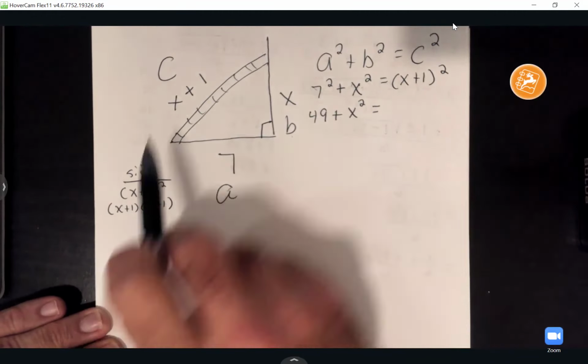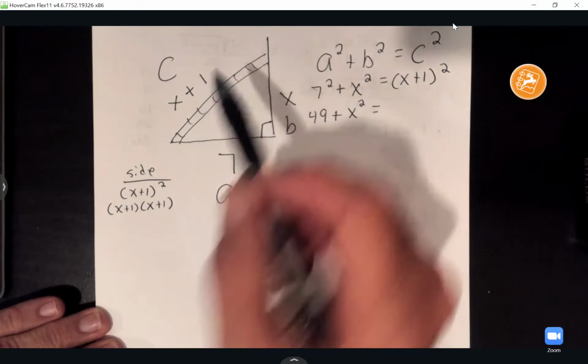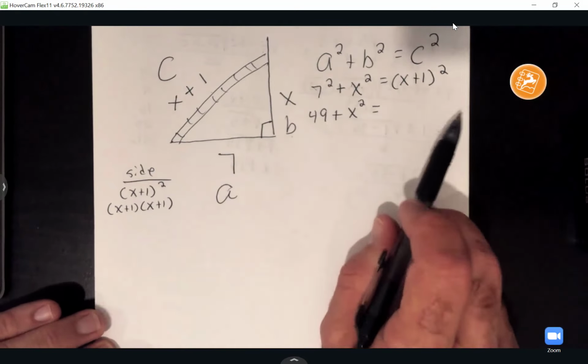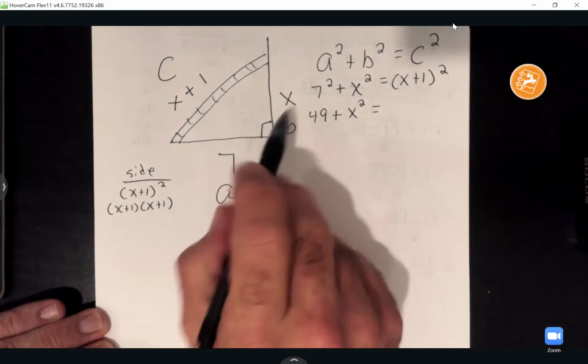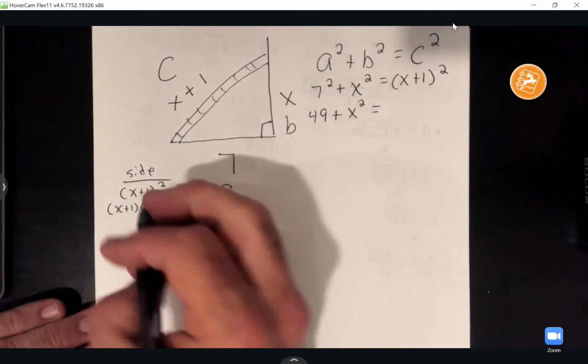Now, y'all listen. Since y'all's is going to have an x plus 1 right here, just like me, whatever I get here will be the same thing y'all are going to get on y'all's test. Because remember, these two sides are the same. The only difference will be your 7.